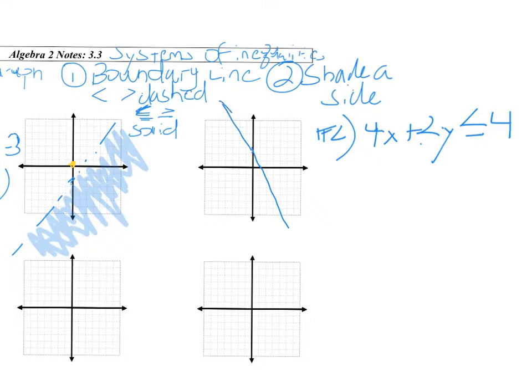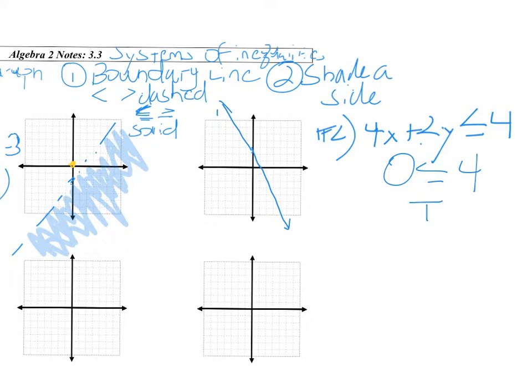And now we have to decide which side to shade. It's a little harder here because sometimes it'll work and sometimes it won't with this y. So when it's in standard form, just pick the point 0, 0 and plug it in. Plug in 0 for x and 0 for y. So you get 0 on one side. Is 0 less than or equal to 4?